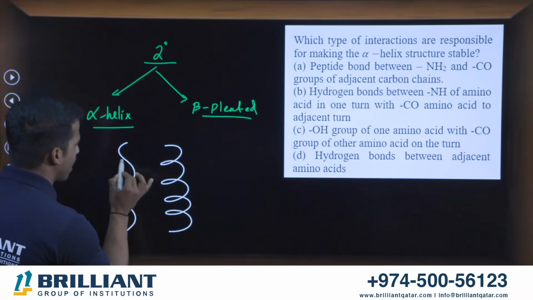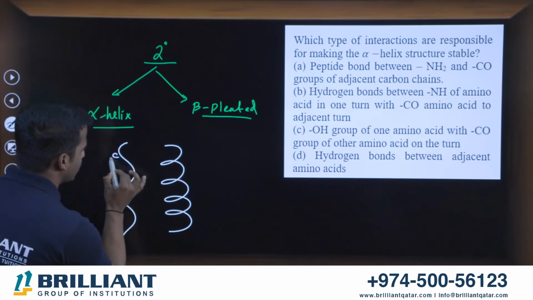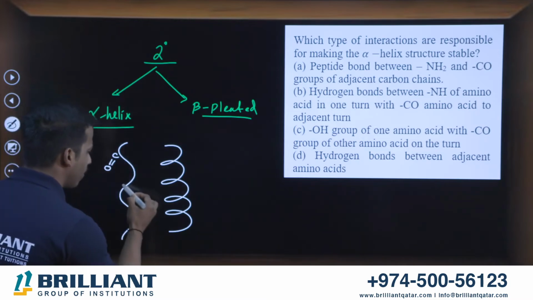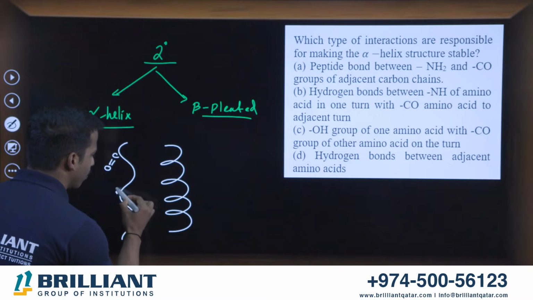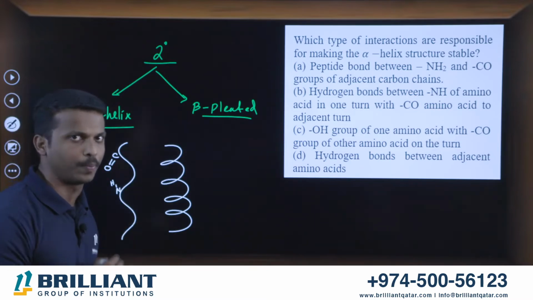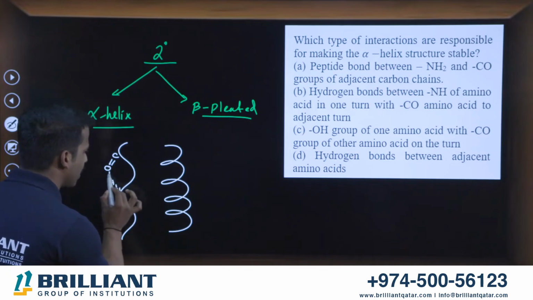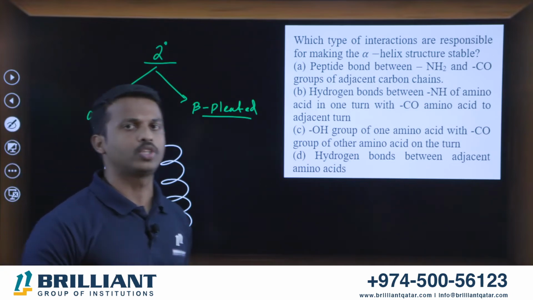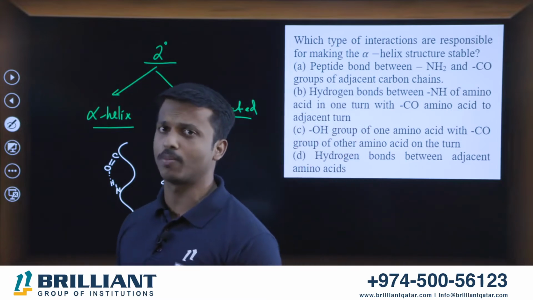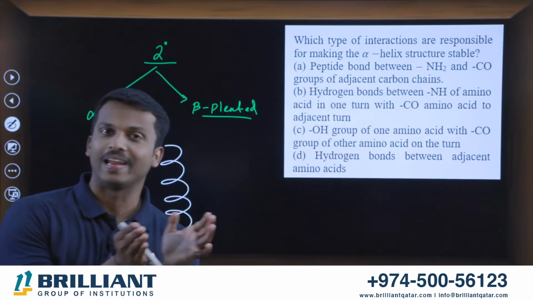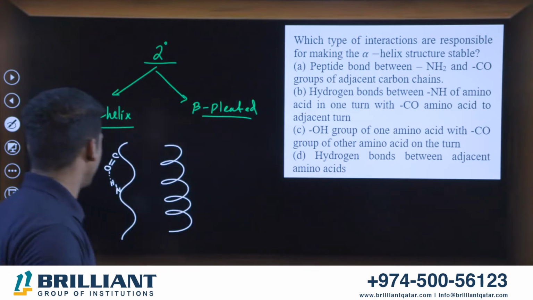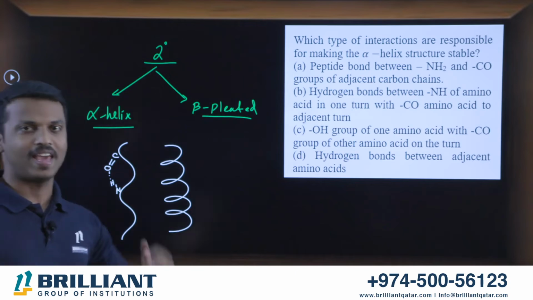So in one strand, what happens? A CO group from the acid group will be there. Maybe from another turn, we may have nitrogen with a hydrogen. The amine group is there. This oxygen and hydrogen can be connected through which type of bond? Hydrogen bonding, right? What is a hydrogen bond? Hydrogen connected to highly electronegative elements like oxygen, nitrogen, fluorine, etc. So here oxygen and hydrogen can make a hydrogen bond.